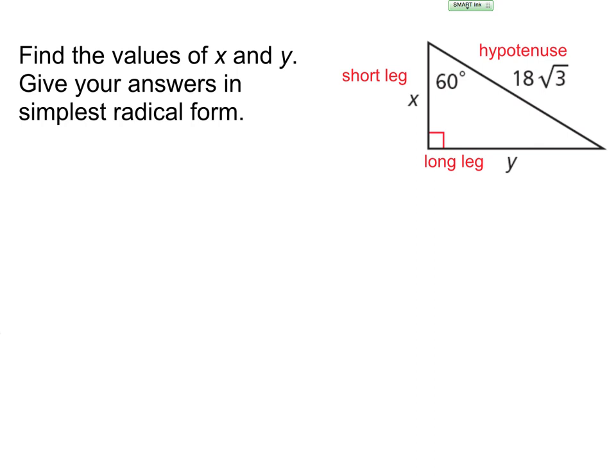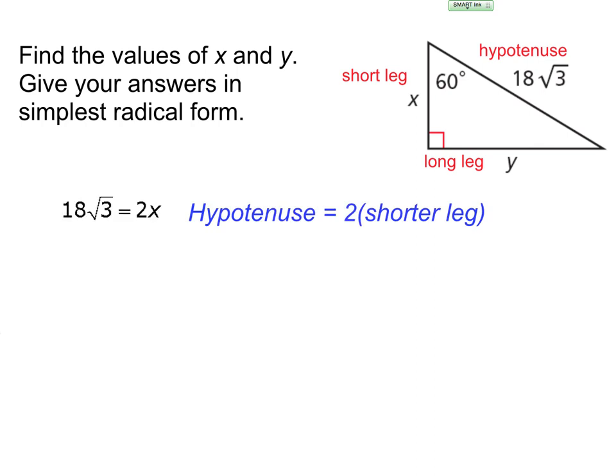So what's 18 square roots of 3 divided by 2? Simplify. Divide each side by 2. So 18 square roots of 3 divided by 2.